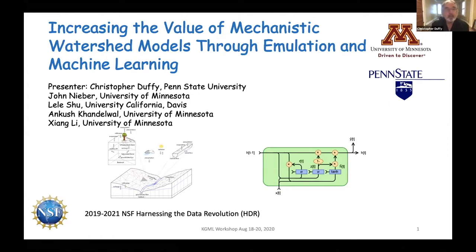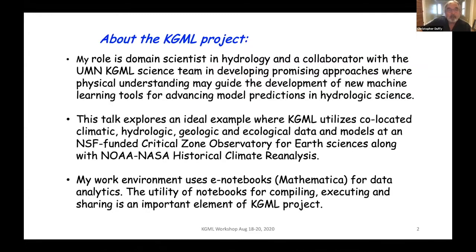I'm interested in talking about today the disparate kinds of domain data that might go into machine learning in solving some of the problems we have in hydrology and catchment problems. And I am part of the University of Minnesota-led KGML project. And I'll start off by telling you a little bit about my role. My role in this project is as domain scientist.